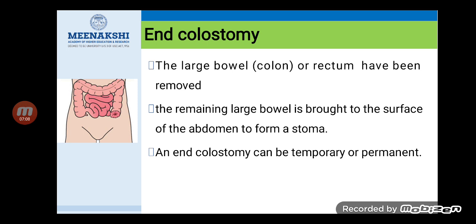Whereas a permanent end colostomy will be done where it is too risky or not possible to rejoin the two parts of the intestine after removal of the large colon or the rectum. It depends on the situation or condition of the patient. The surgeon will make the decision to make either a permanent or a temporary end colostomy.